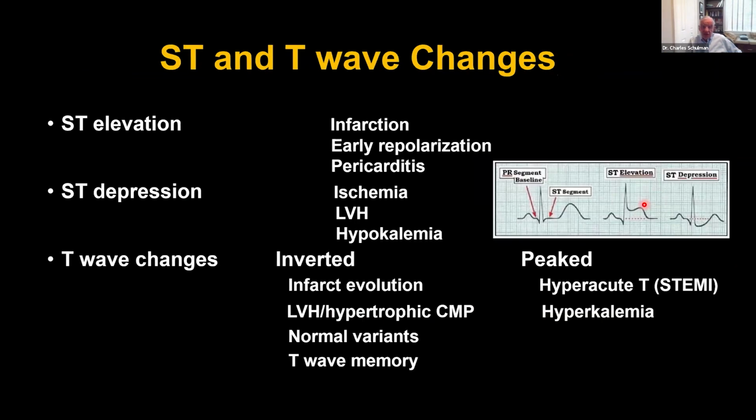So ST and T wave changes may involve ST elevation, ST depression, or T wave changes, and this illustrates the standard ST segment at the baseline, ST elevation, ST depression, and these are some of the causes of ST elevation that we will talk about. Likewise, we will talk about these causes of ST depression. And then there are T wave changes, where the T waves may either be inverted or peaked.